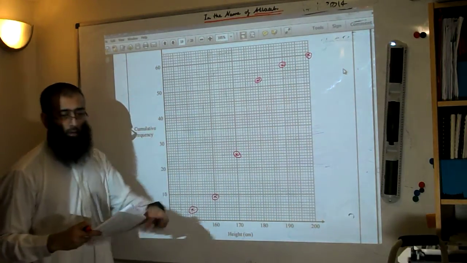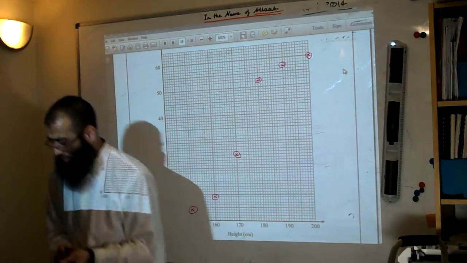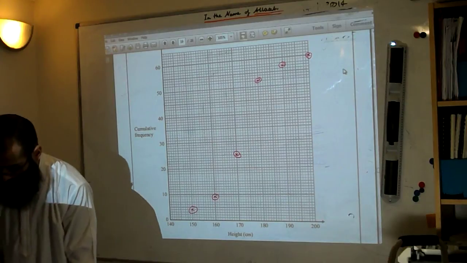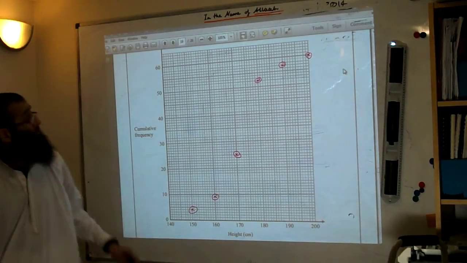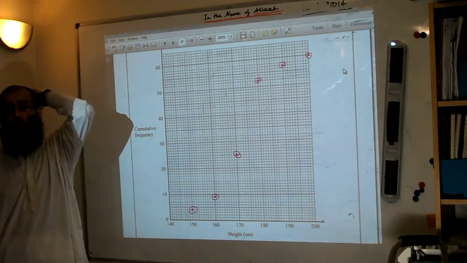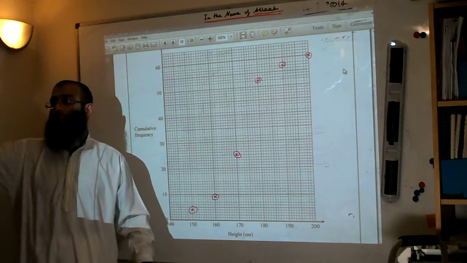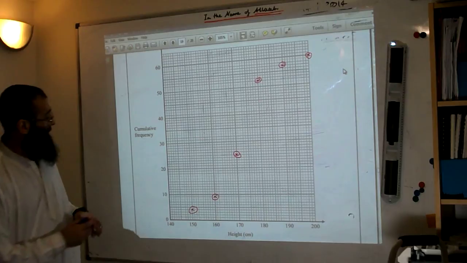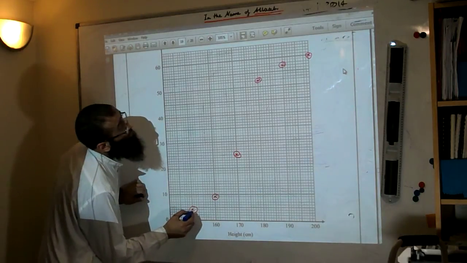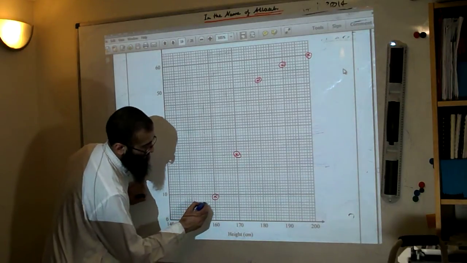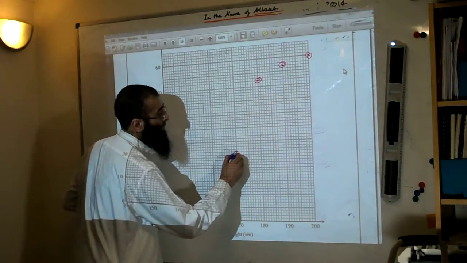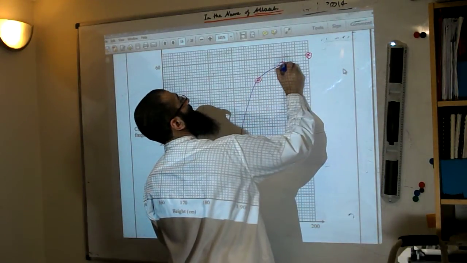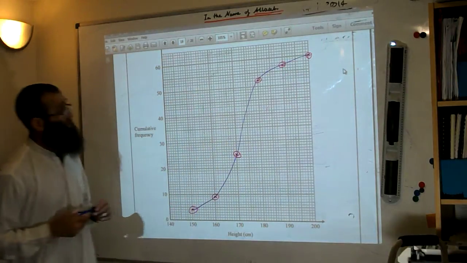Okay. Quickly plot your points on there. Now, please, do not use a ruler for the next activity. I want a nice, smooth curve. So let's try to do a nice, smooth curve. You should get something like that.